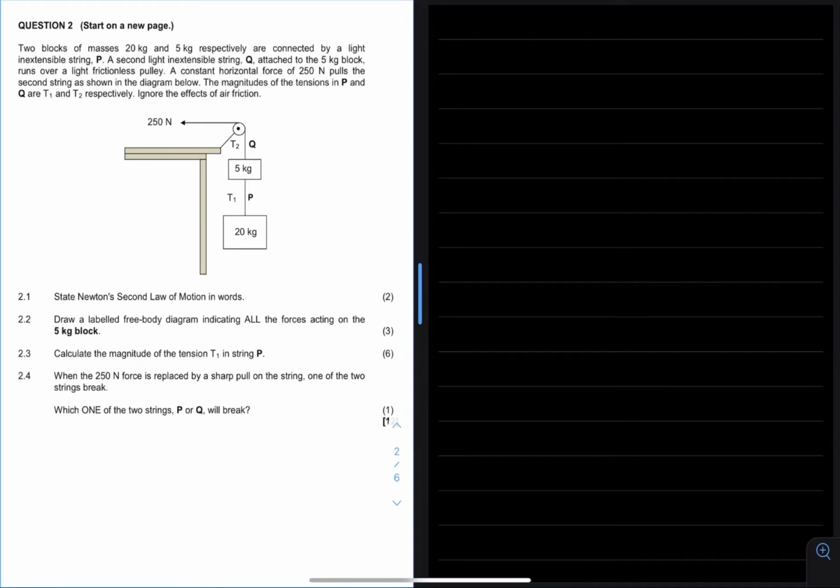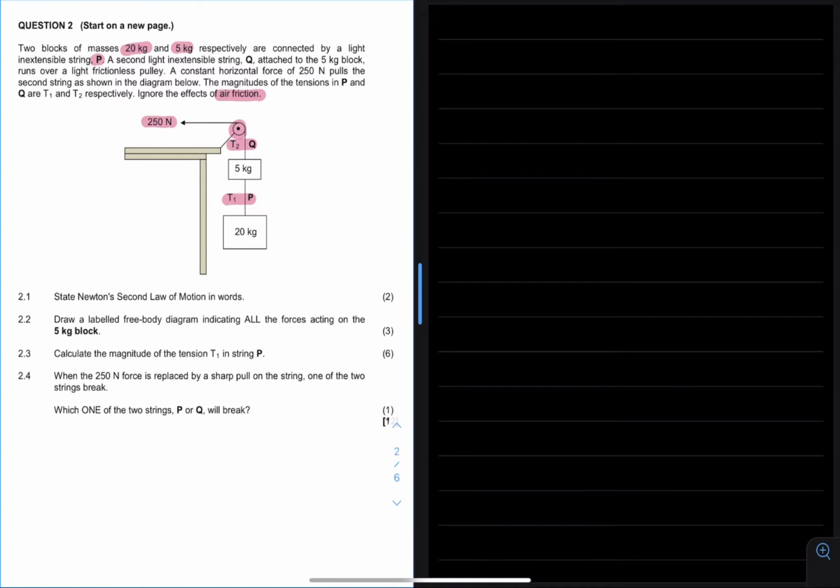In the next exam question, we have two blocks of masses 20 kg and 5 kg. They are connected by a light string called P. A second light inextensible string Q attached to the 5 kilogram block runs over a light frictionless pulley. A constant horizontal force of 250 Newton pulls the second string as shown in the diagram below. The magnitude of the tension in P is T1 and the tension in Q is T2.